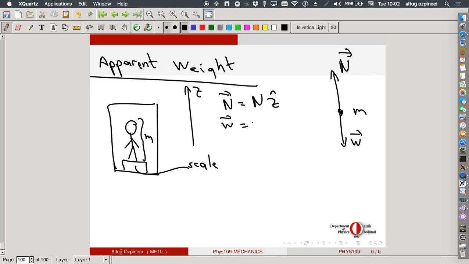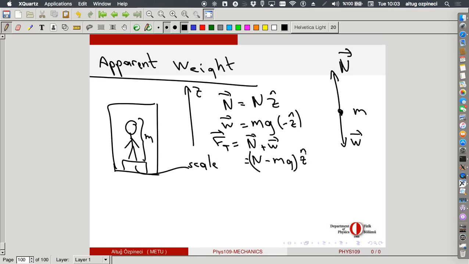The weight, we know that its magnitude is m times g, and it's in the minus z direction. So the total force acting on you is the normal force plus your weight, which is (N minus mg) in the z direction. Again, I repeat, to calculate the net force, I always sum the forces independent of the direction of the forces. This minus sign is not because I'm subtracting these two forces, it is because of the direction of the weight, which I have already taken into account over here.